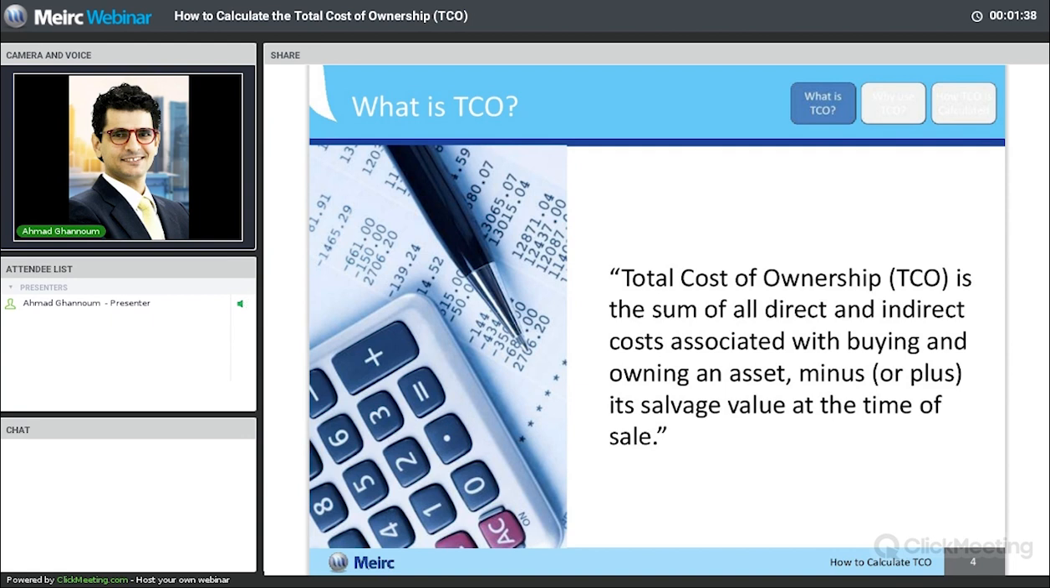Part 1 then, and what is TCO? So by definition, the total cost of ownership, or TCO, is going to be the sum of all direct and indirect costs associated with buying and owning an asset, minus or plus its salvage value at the time of sales down the line.